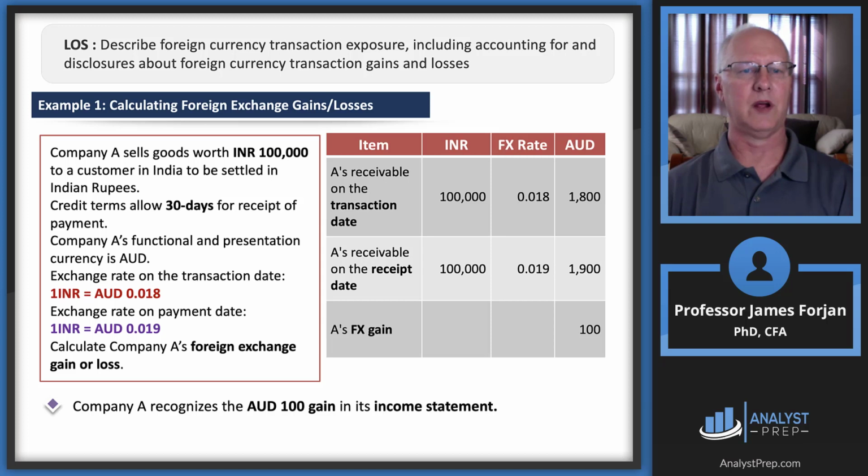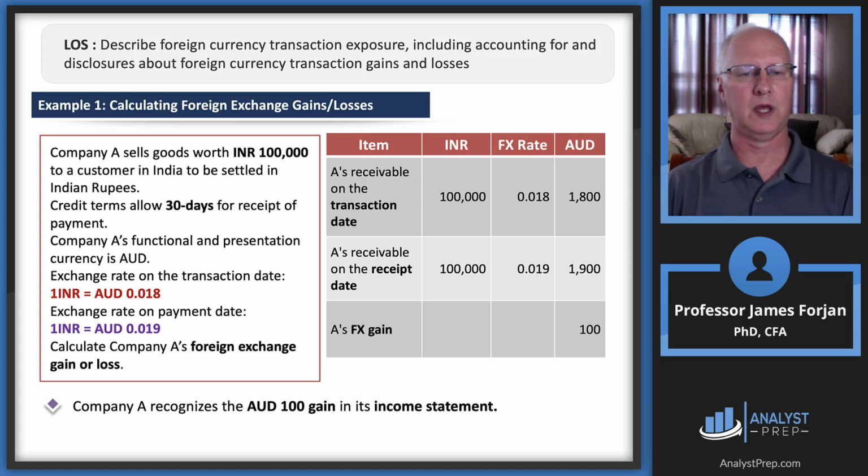We have two companies here. Company A sells goods worth 100,000 Indian rupees. Credit terms 30 days. Boy, that's pretty generous, right? A's functional and presentation currency is the Australian dollar. And there's the exchange rate in red. 1 rupee is 0.018 Australian dollars. And then on the payment date, the Australian dollar has depreciated just a little bit, right? It used to take 18 to buy 1 rupee, now it takes 19. So the Australian dollar has depreciated a little bit.